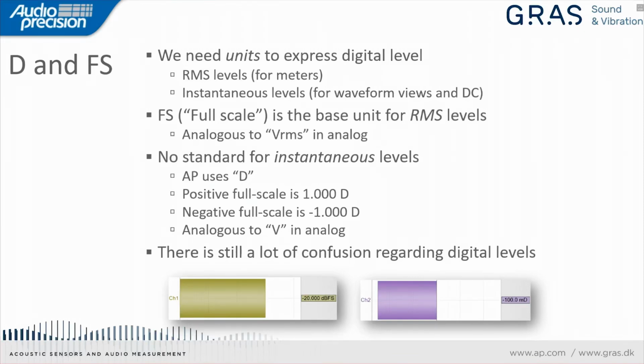Okay, so to go on about units. There actually is no standard, and here I really mean the capital S standard in the world for instantaneous digital amplitude. And in the absence of that, here at AP, we're just using this unit D. So in the APX software, when you're measuring the RMS amplitude of a digital signal, that will be in FS. And when you're measuring the instantaneous amplitude, that will be D.